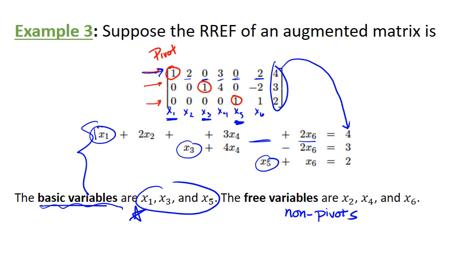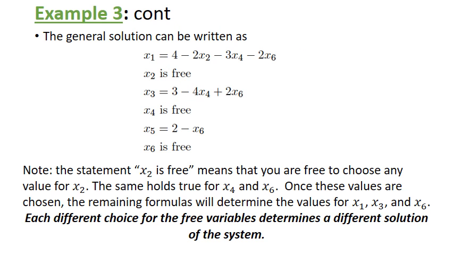So typically what we'll do then is solve for each of these. I'll solve for x1, so get x1 by itself. Get x2 by itself, x3 by itself, and so on and so forth. And it will end up looking something like this. When I get x1 by itself, I end up with this. x2 is a free variable.